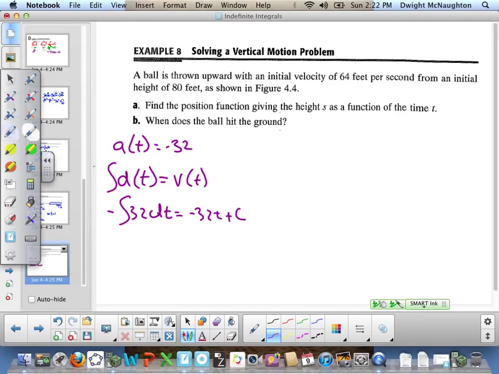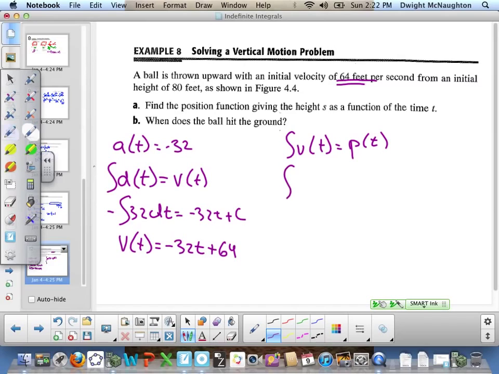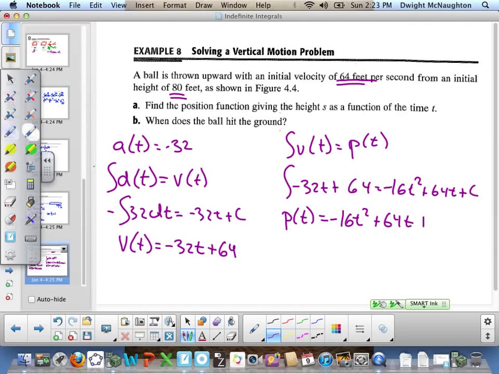Our initial velocity is 64. So our velocity at 0 is 64. That means negative 32t plus 64. The antiderivative of velocity is position. So the antiderivative of negative 32t plus 64 is negative 16t squared plus 64t plus a constant is our position. Our initial position is 80, so our position function is negative 16t squared plus 64t plus 80.